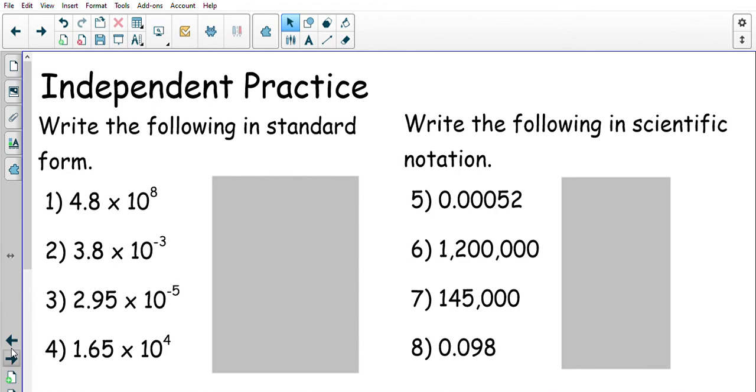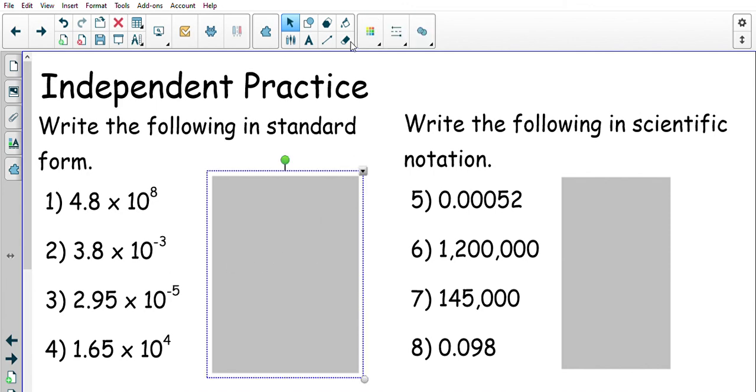So I did want to give you a chance to try some independent practice. Pause the video at this point and try these 8 questions. All right, hopefully you've taken some time to pause the video and try these 8. Let's go over the first 4, asking you to write these numbers in standard form.